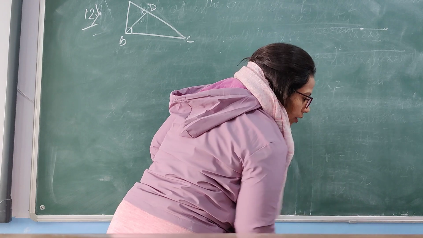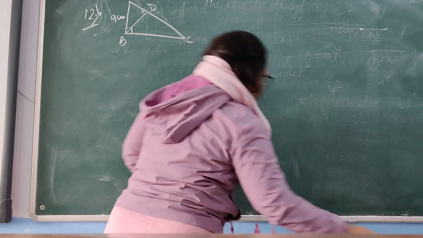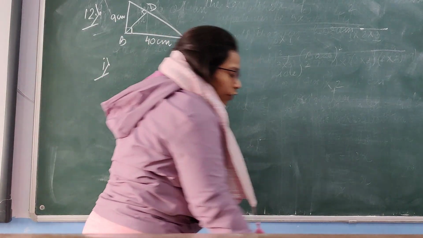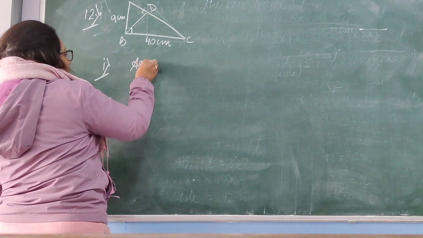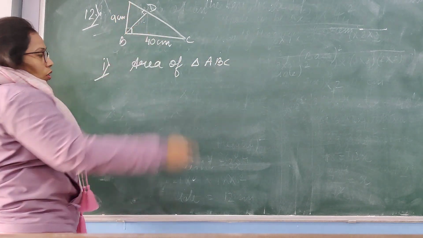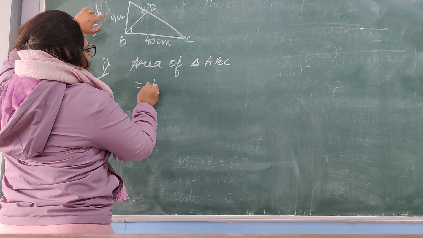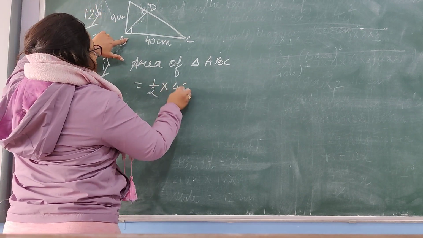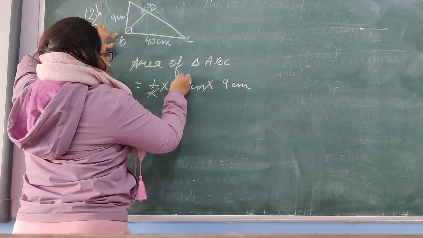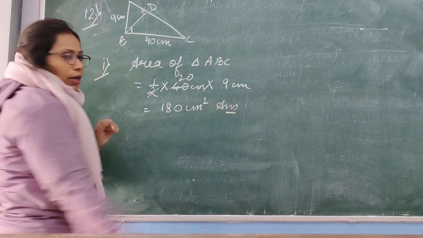And then the dimensions are 9 centimeter over here and 40 centimeter over here. The first thing which we are required to calculate is area of triangle ABC. Now this is the triangle ABC. We know area of triangle is half into base into height. So this is a 90 degree triangle. So we can calculate half into base. What is the base? 40 centimeter into height. What is the height? 9 centimeter. Isn't it? So 180 centimeter square will be the area of triangle ABC.